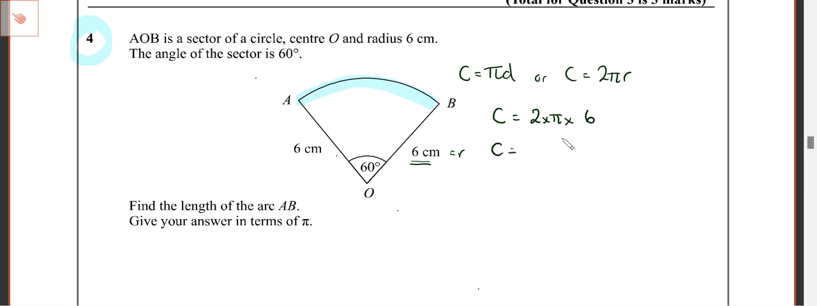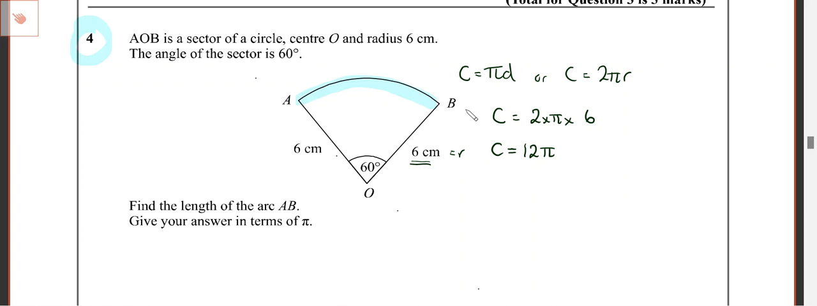Which, by the way, if you simplify it slightly, is going to be 2 times 6 is 12 times pi. Now, just out of interest, this is for those of you that think, yeah, I can cope with that. When it says give your answer in terms of pi, it means do it like that, not turn pi into a decimal. All right? But anyway, we haven't finished yet.